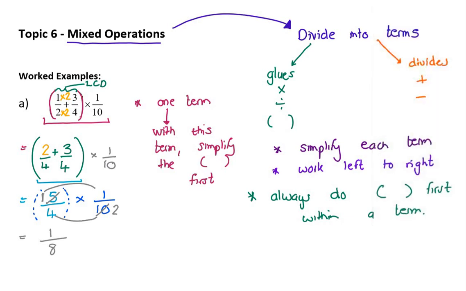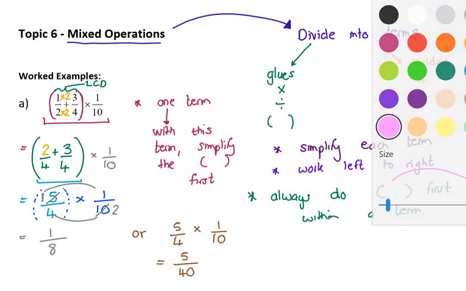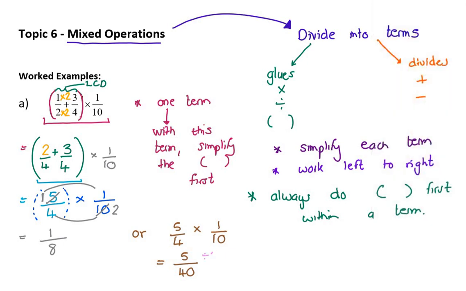Or, there's nothing wrong with actually not simplifying and simply multiplying top times top, bottom times bottom, and then simplifying. In that case, you would say 5 times 1 is 5, and 4 times 10 is 40. And now you need to simplify. What I'd do here is divide the top by 5 and the bottom by 5, and then I'd get to 1/8. So whatever method you prefer.